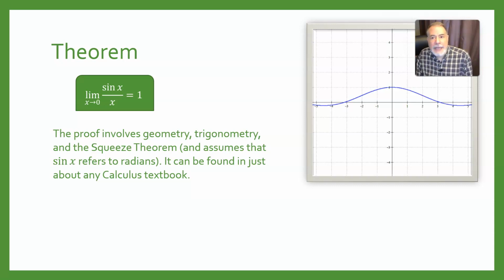It involves facts from geometry and trigonometry, and it does use that squeeze theorem, and it assumes that when you're talking about sine of x, the x refers to radians. And if you want to see that proof, you can probably find it in just about any calculus textbook, and I'm sure there's places online that you can find it. So we can now, henceforth, assume that it's true that as x approaches 0, the limit of sine x over x is 1. And we can use that fact to find other related limits.